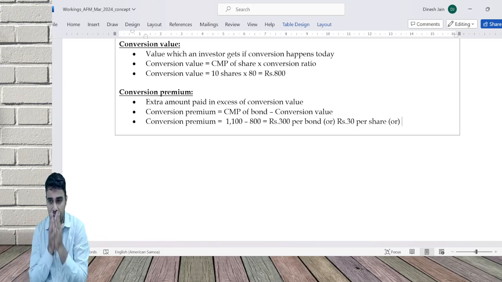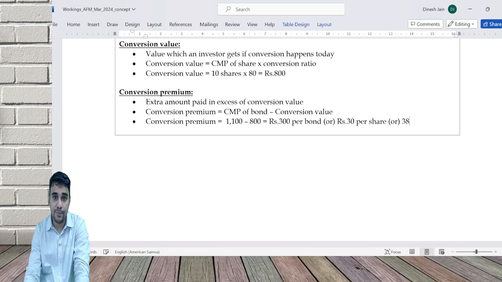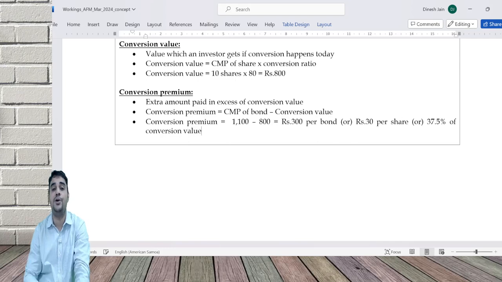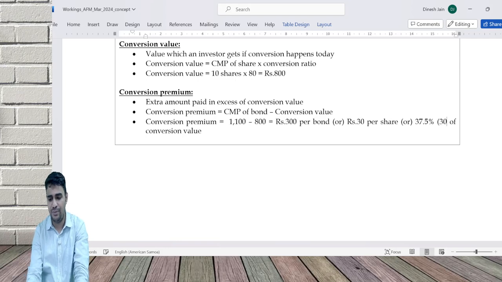37.5% of conversion value. That is, you are paying an extra 300 on a base of 800. Listen, 300 on a base of 800, so 37.5%. I'll give you time to write.